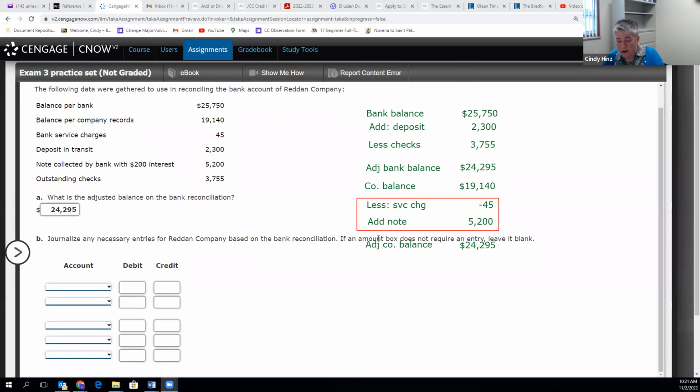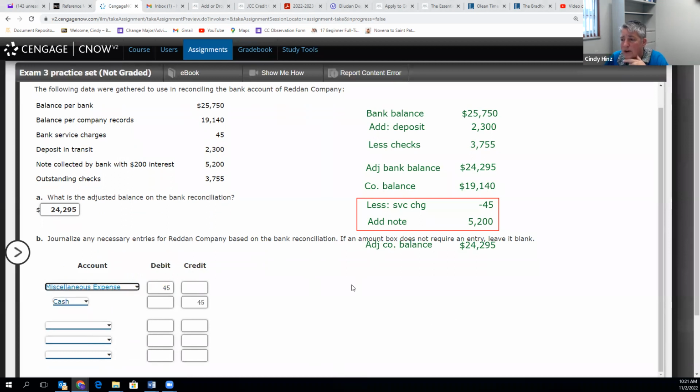So the first one is that service charge. We need to remove the $45 from our cash because the bank already took it out of our account. And what are we going to call that? Well, just like we did with the exercise in class, they probably don't have enough bank charges that it needs its own separate account. That's a pretty small dollar amount compared to the rest of what we're looking at. And so we'll probably just code it as miscellaneous.